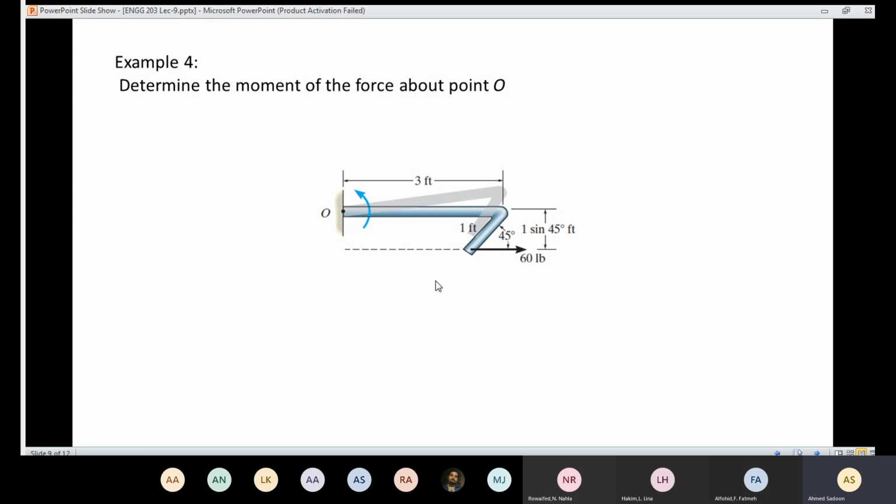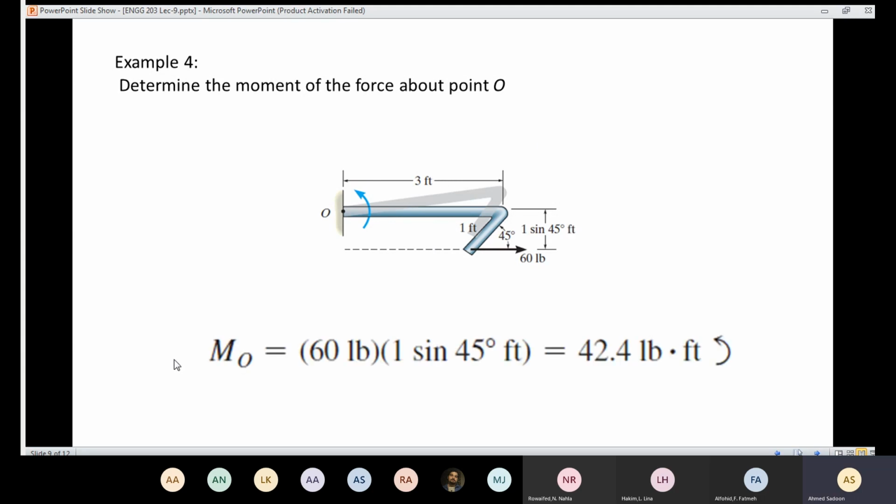Then the moment is going to equal 60 times 1 sine 45. Regarding the direction, imagine that you push that part here, and as a result, the rotation is going to be counterclockwise. So in this problem, the moment about the point O is going to equal 60 times 1 sine 45. The answer came out to be 42.4 pound-foot, and the direction is counterclockwise.